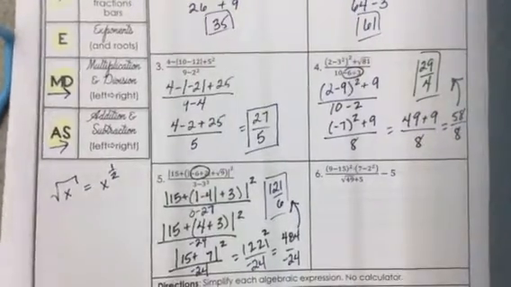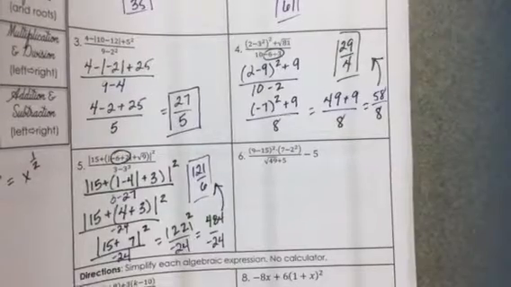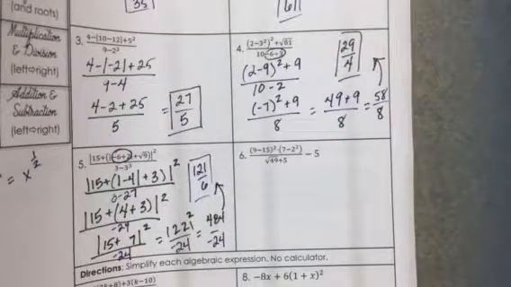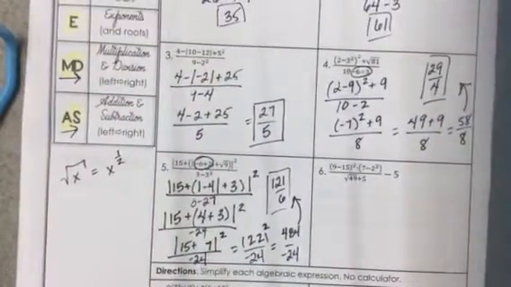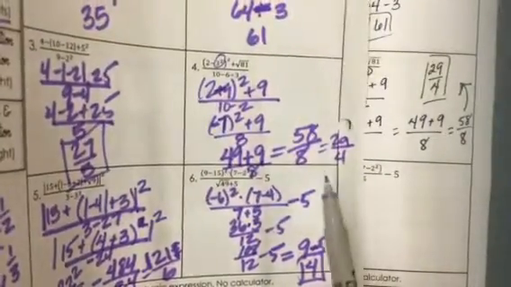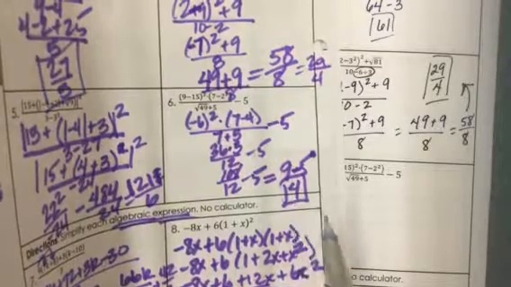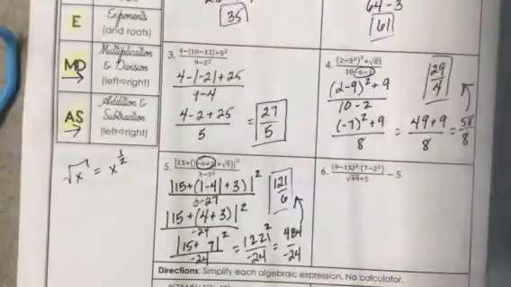Okay, I'm going to ask that you go ahead and do number 6. Go ahead and pause the video and take a moment to do number 6. Okay, number 6, you should have gotten 4 as your final answer. Take a moment to look at that if you need to pause it.